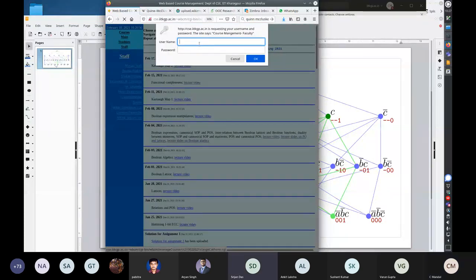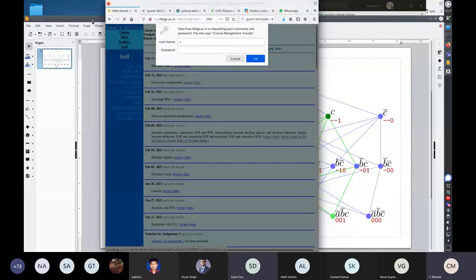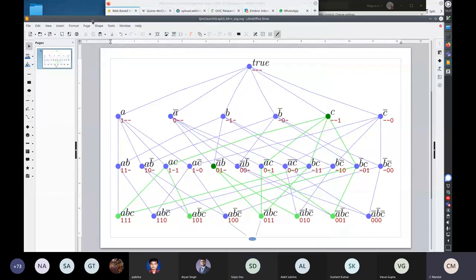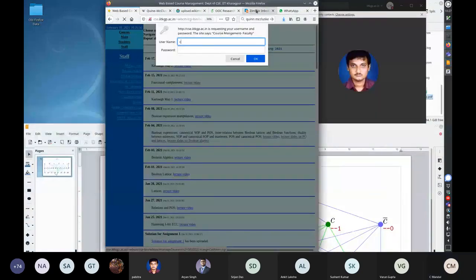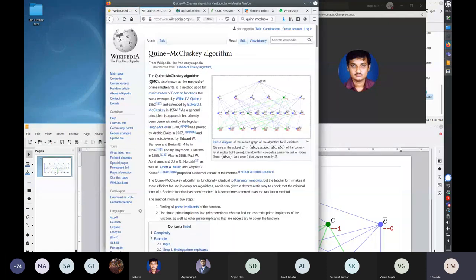Sir, could you please show the figure? Yeah, I'll just tell you. You'll see it better. See, I'll show you from where I got it. Just search for Quine-McCluskey algorithm and you will get this figure in Wikipedia. I've taken it from there only. I think you will be able to see it better on your own computer.